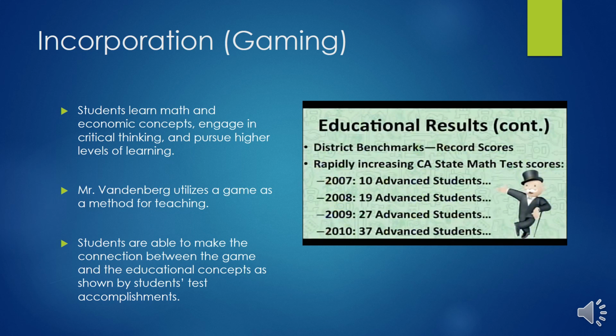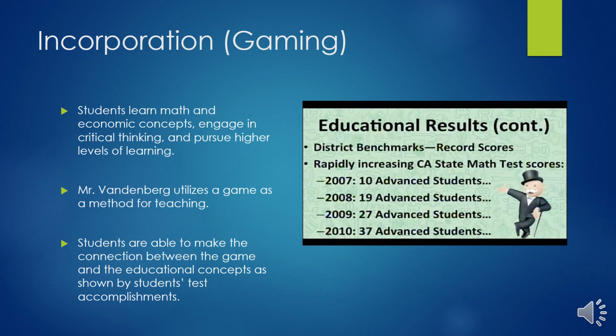Well, here's what happened with the data. District benchmark tests. We're setting record scores all the time, killing that test every 6 weeks. Also, we have rapidly increasing California state math test scores. In 2007, before I ever started this, I had a whopping 10 kids score advanced, the highest level on the California state math test, the number that matters.